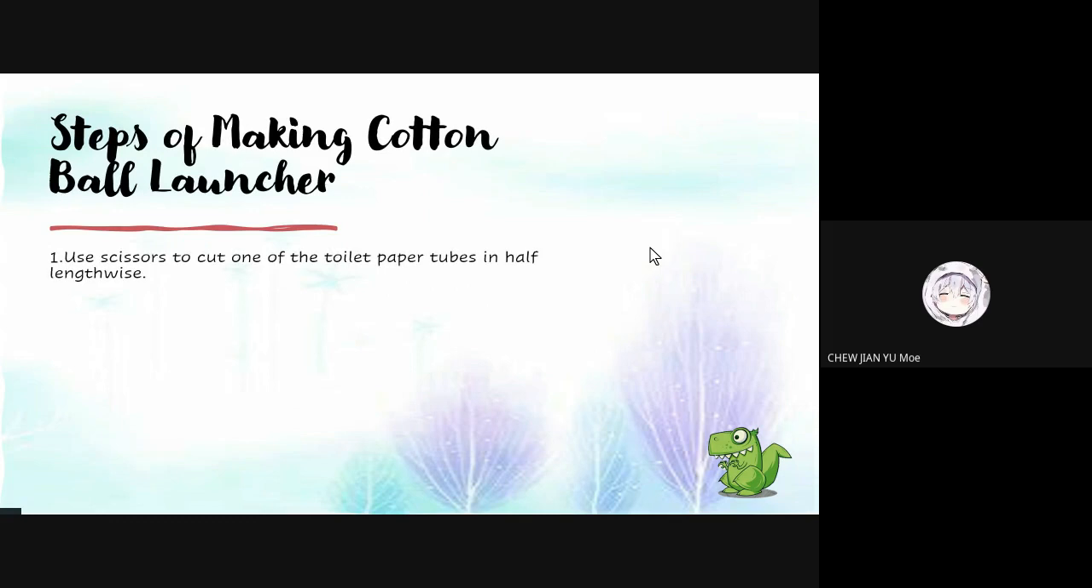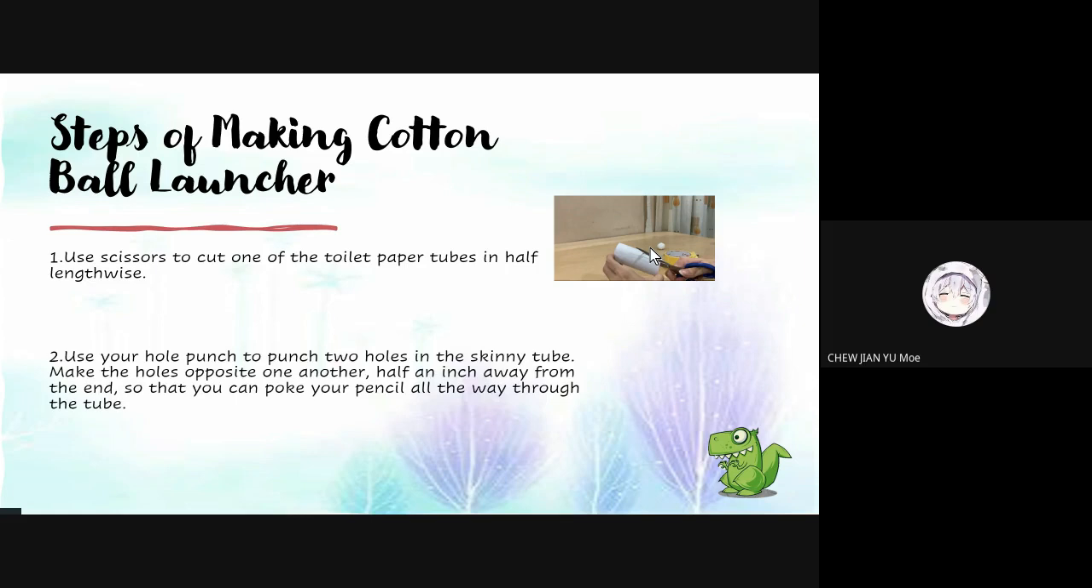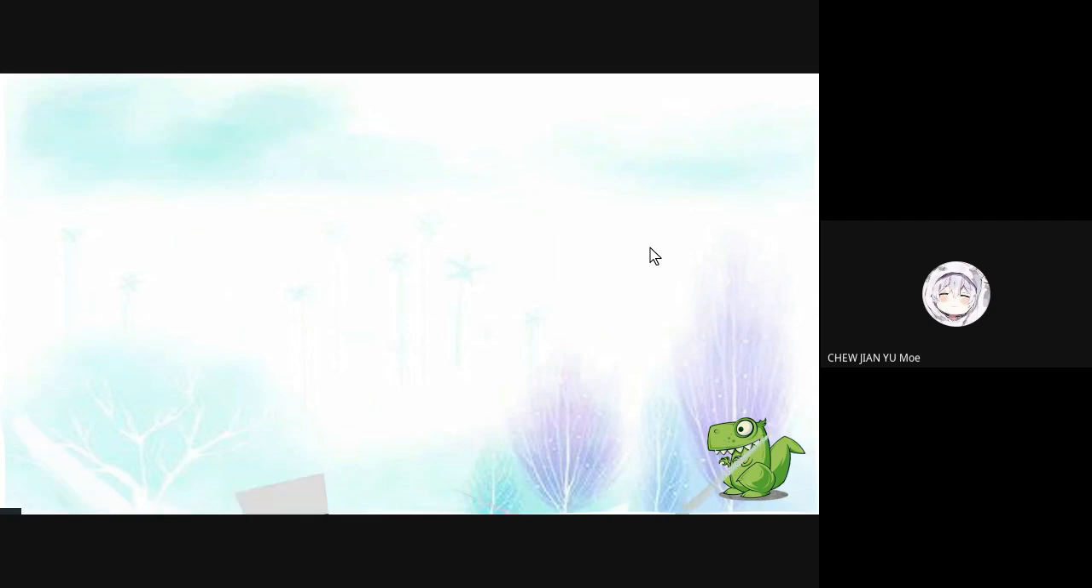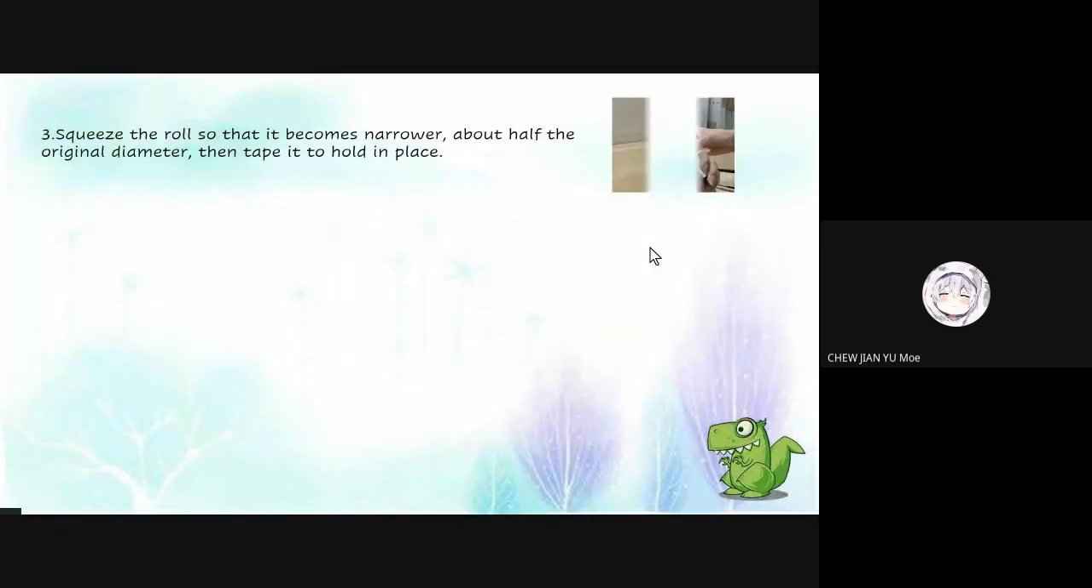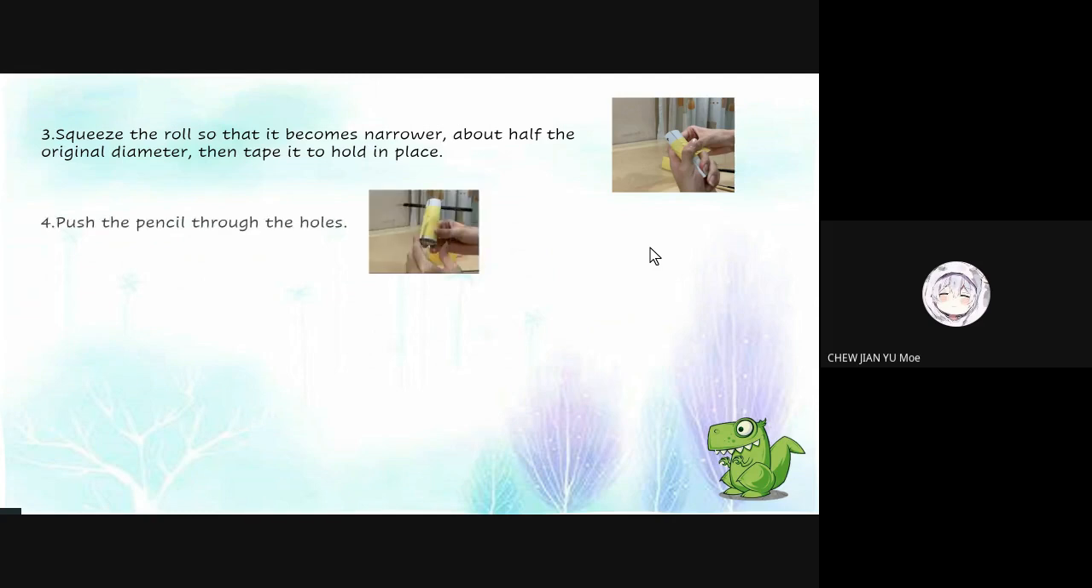The steps of making the cotton ball launcher: First, use the scissors to cut one of the toilet paper tubes in half lengthwise. Second, use the hole punch to punch two holes in the skinny tube. Make the holes opposite one another, half an inch away from the end, so you can poke your pencil all the way through the tube. Third, squeeze the roll so that it becomes narrow, about half the original diameter, then tape it to hold in place. Fourth, push the pencil through the holes.